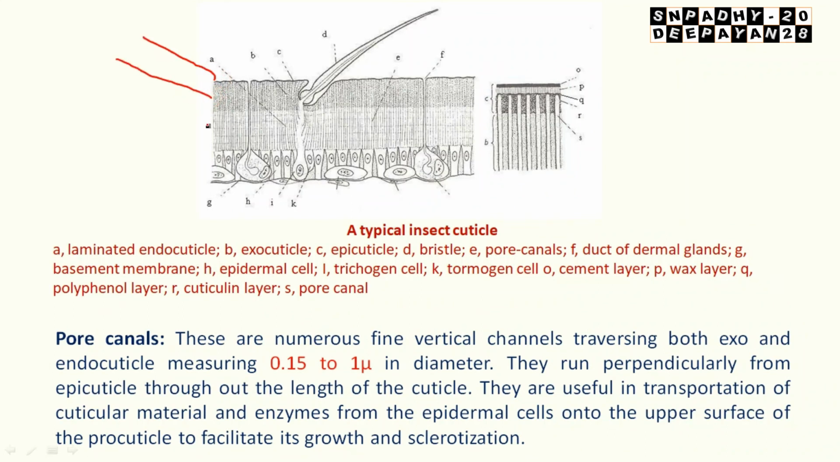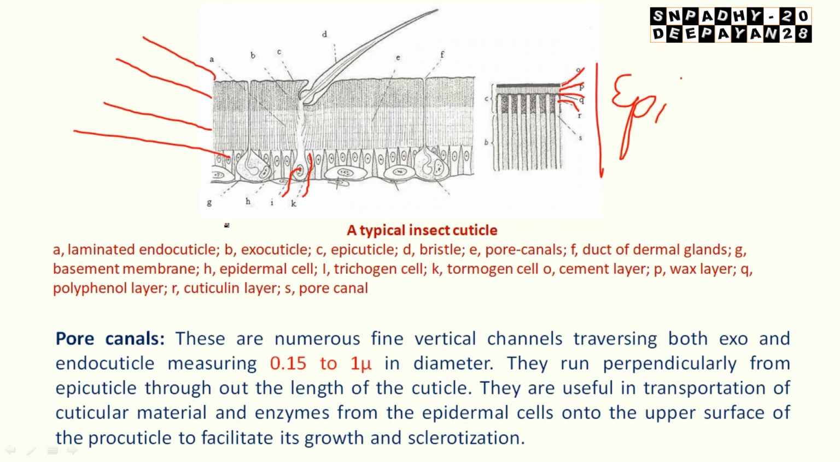This one is the epicuticle. This one is the exocuticle. This one is the endocuticle. These are the epidermal cells. This one is the trichogen cell. This one is the tormogen cell. Again, what will be there? You see, the cement layer is there. Then the wax layer. Then the polyphenol layer. Then the cuticulin layer. It is the epicuticle.